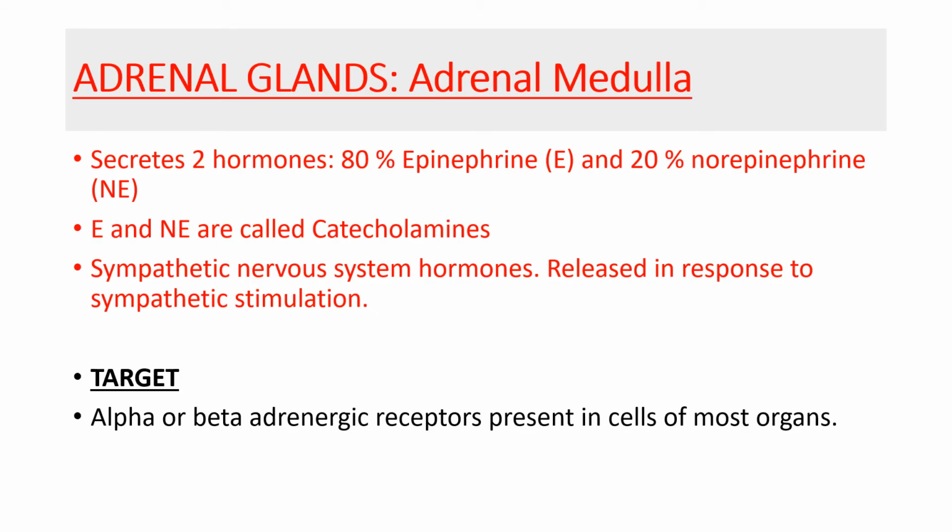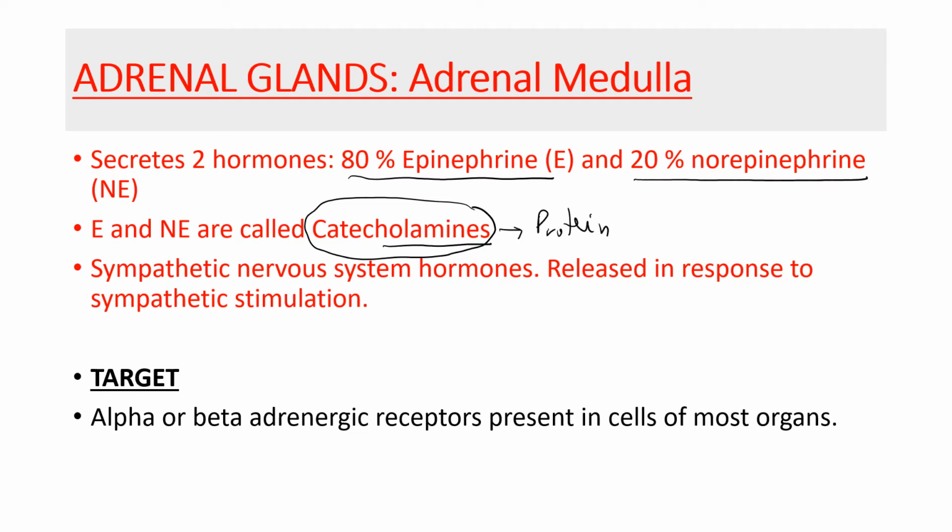The hormones secreted by the adrenal medulla are of two forms. 80% of the hormones secreted are epinephrine, also called adrenaline. 20% of the hormones secreted are called norepinephrine or noradrenaline. Combined, these hormones are called catecholamines because they are protein-based hormones, more specifically amino acid-based hormones.